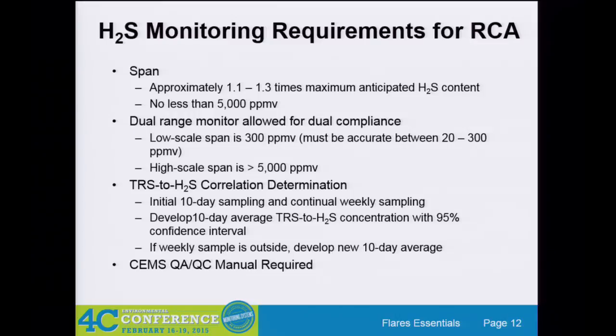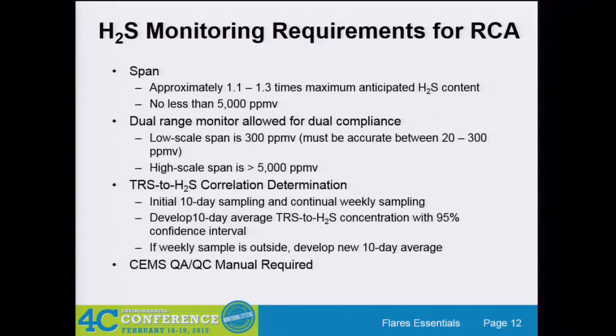What you have to do is an initial 10-day sampling event where you get a sample and then determine the ratio of H2S to total sulfur. You do that for 10 days, get yourself a correlation, and then you have to take a weekly sample. As long as that weekly sample is within the 95% confidence interval, you're good to go. If you get a sample that's out of that 95% confidence interval, you now have to do a new 10-day sampling event. So most people don't want to be sampling their flare that much. They've gone away from this option just because they don't want the hassle of the sampling.